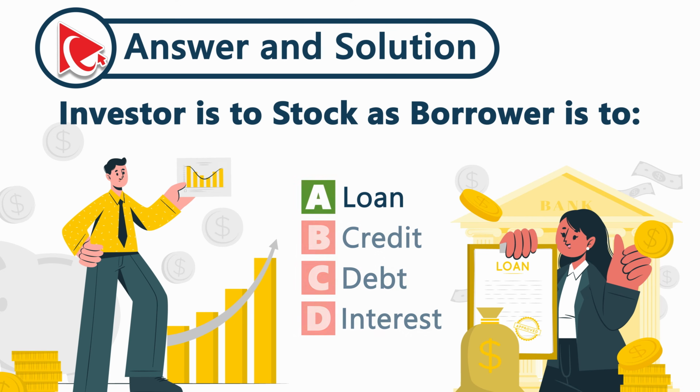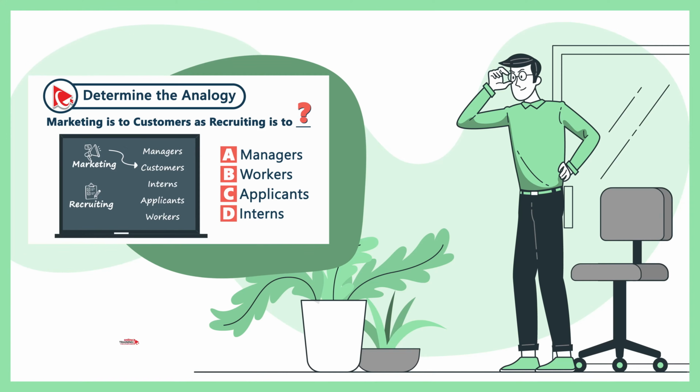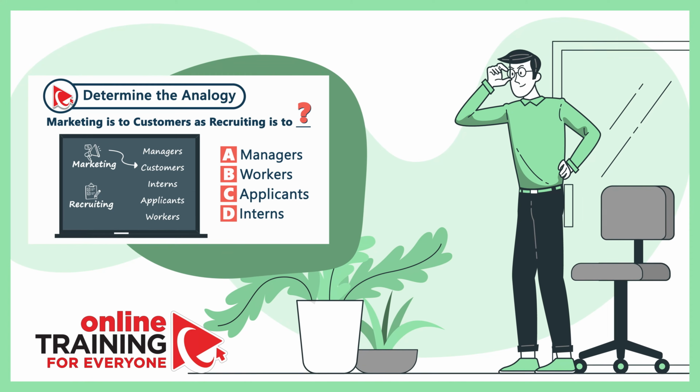And the answer is A, loan. Investor uses stock, borrower uses loan. Simple and sharp. Here's an amazing question to test your analytical reasoning skills.